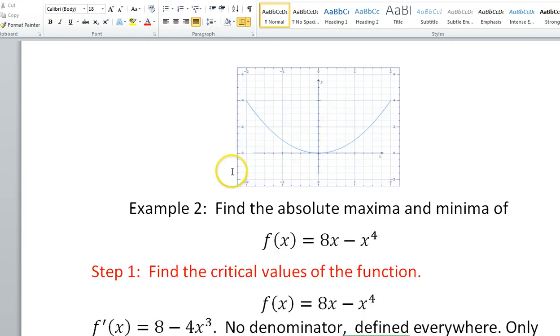Now if you look at the graph of this, you can see that this is actually true. You can see that the minimum happens at 0, which is also 0, and the maximum is where?